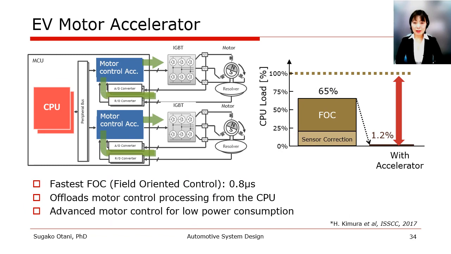This MCU architecture for EV motor systems with motor control accelerators achieves 0.8 microsecond high-speed field-oriented control (FOC) processing, which can cover future SiC power devices. The accelerators autonomously execute basic motor control operations and offload them from the CPU. The green arrows indicate the flows of the motor control. Sensing data at the AD converters or the RD converters is directly transferred to the motor control accelerators.